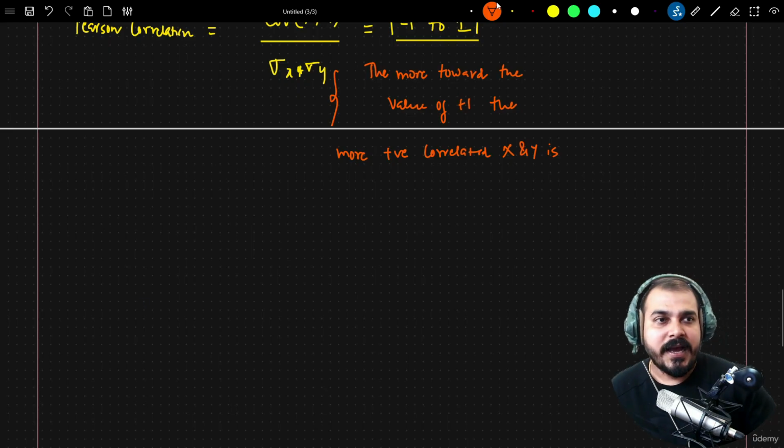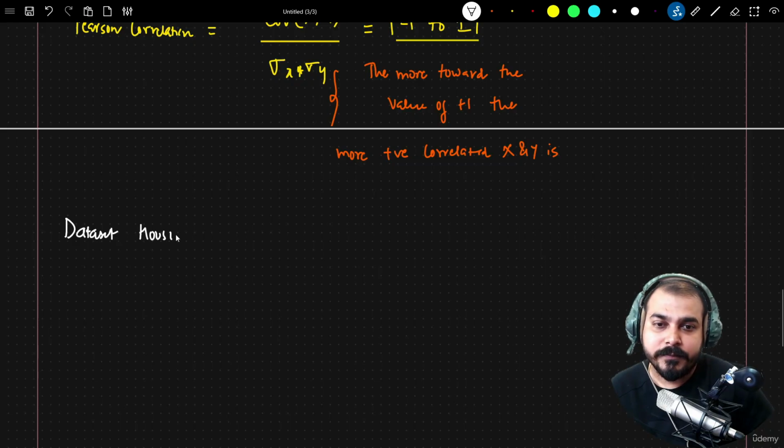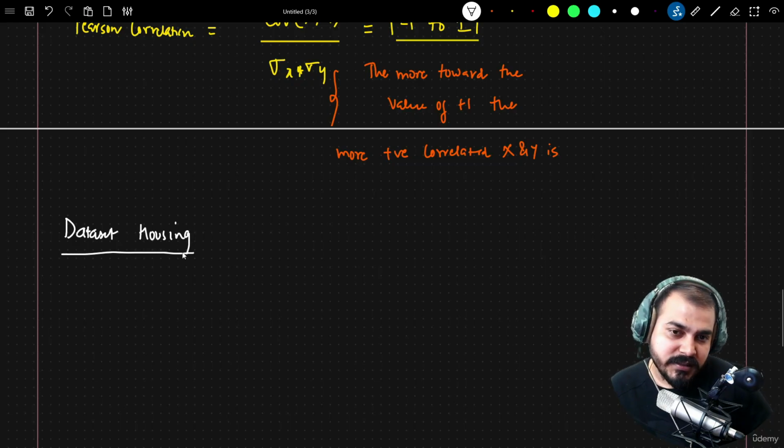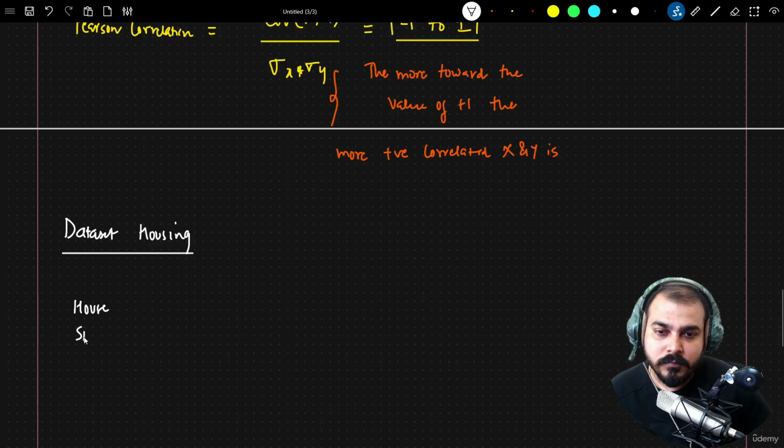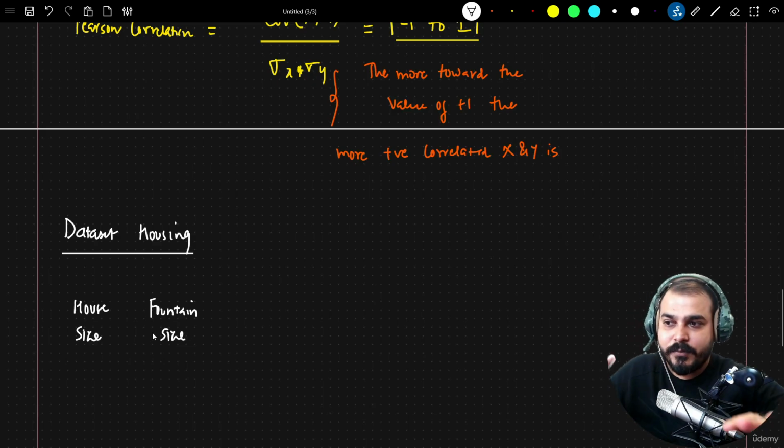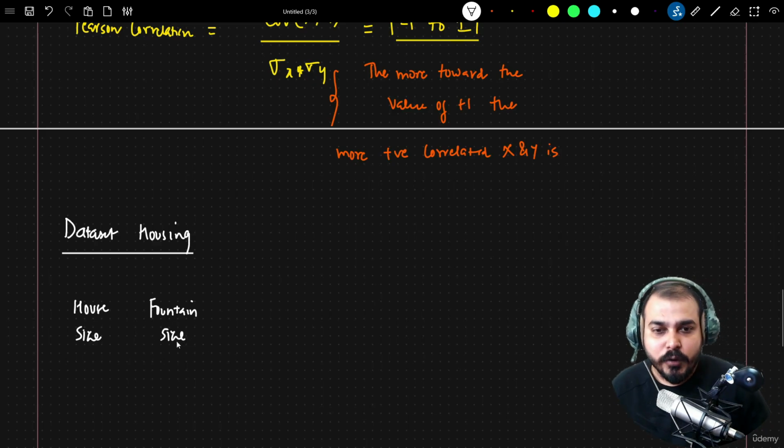Okay. Let's say I have a specific data set, and let's say this is my housing data set. In this data set, let's say I have features like house size. The other feature that I have is something called fountain size. Let's say that these houses are present within an apartment, and we are also going to take this as a property to predict the price of the house.